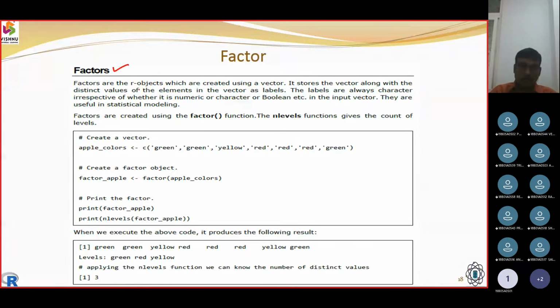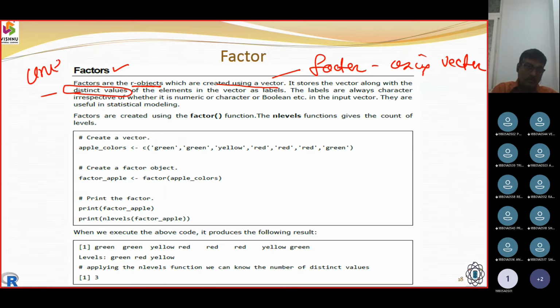This factor data type is also called an R object, and it is created using vectors. So this was the key takeaway. It is created using vector items, and it is going to store unique or distinct values. Whatever unique values are there, only those values are going to be taken, and they are going to be given in label form.